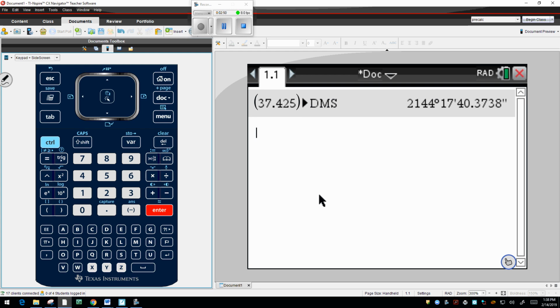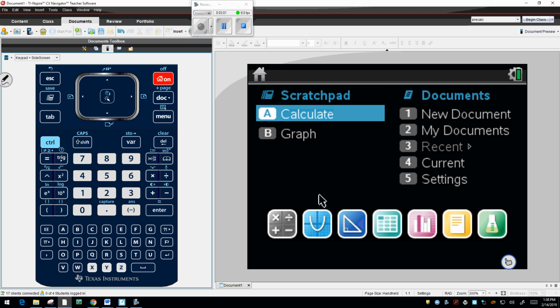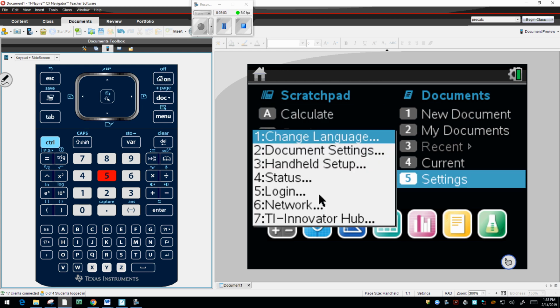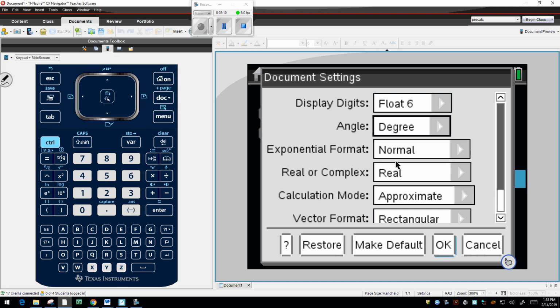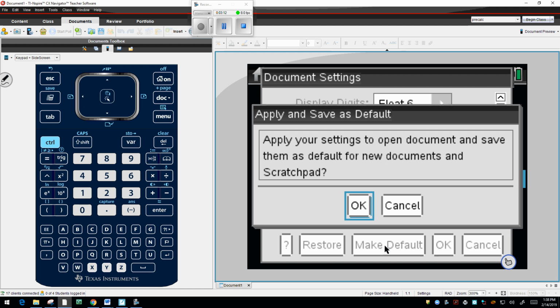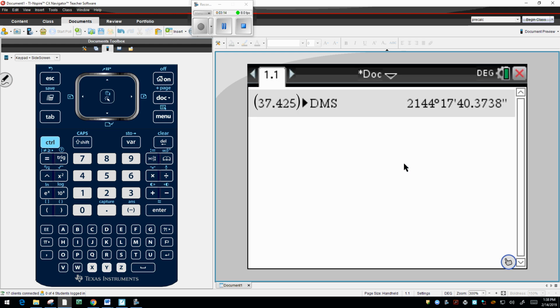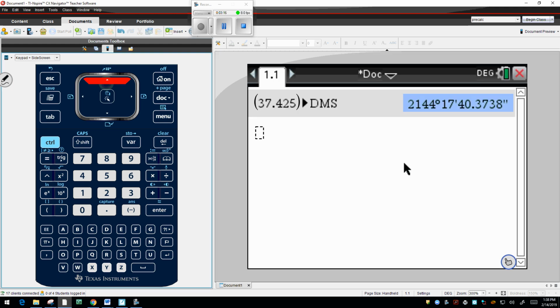Now, if you notice on our calculator, we're not getting the same answer. So something that you've got to check is to make sure that it's actually in degrees. Right now, our calculator is in radians. So if I go back to the home page and I change our document settings, I want my angle to actually be in degrees and say make it a default. Now if I go back to my current page and I try this again, I will actually get the right answer.